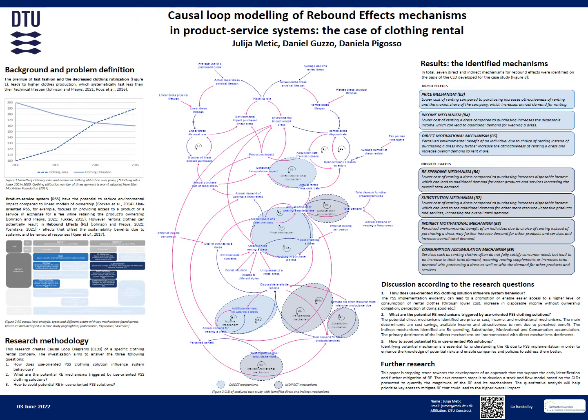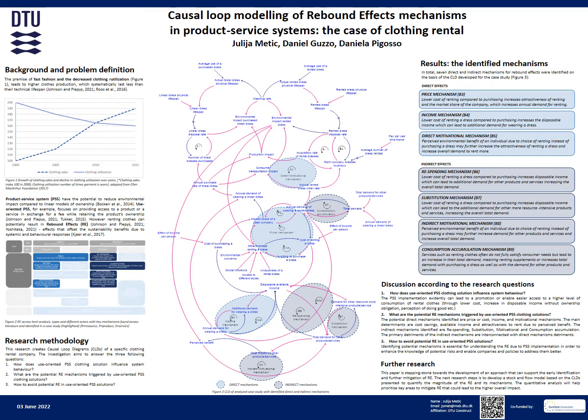PSS implementation by promoting and enabling higher level of consumption in the system showed different possibilities leading to the rebound mechanisms. Total of 7 direct and indirect mechanisms was identified, as seen in the CLD and in the results area. The main detriments, such as costs and available disposable income, identified as price and income mechanisms in the paper, can potentially lead to increase in demand for renting clothes, or further on lead to additional demand for other products and services, even more resource-intensive ones, identified as respending and substitution mechanism.